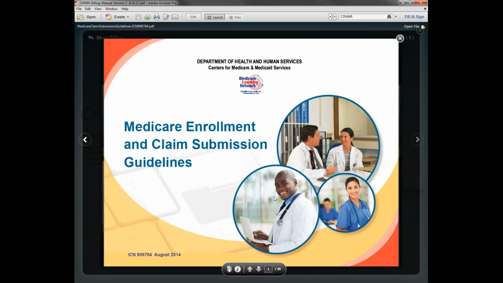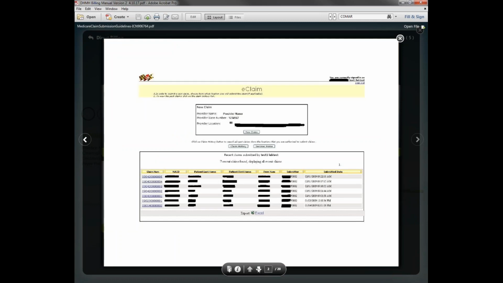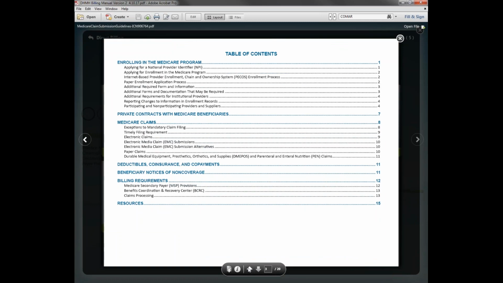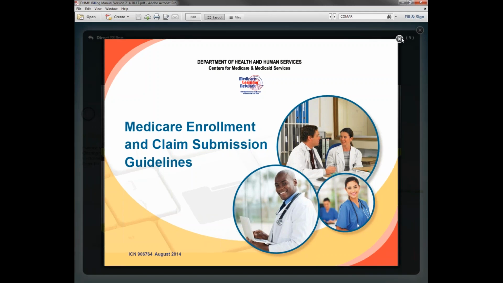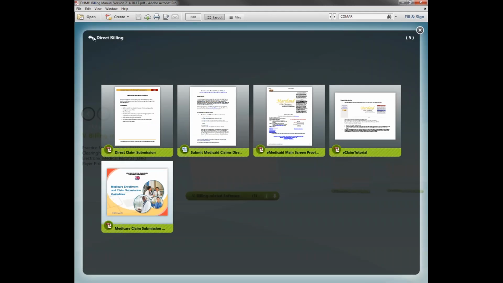Medicare also has enrollment and claim submission guidelines on how you can submit claims directly to them. Up until about a year ago, there was still a dial-up for Medicare, and a lot of practice management systems were submitting through the telephone, which is a really old way of doing it. But this goes into detail again on how to submit your claims directly to Medicare.